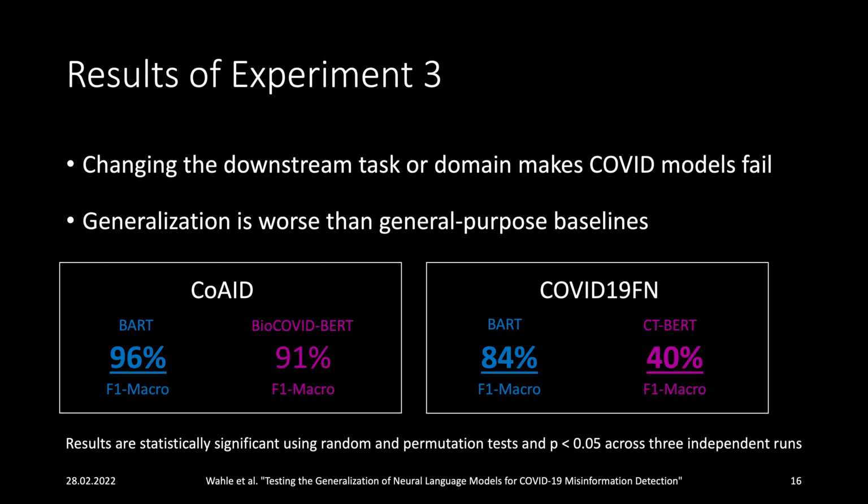Measuring performance of specialized models on datasets from other domains, we observe opposite trends. Their advantage in the same domain is their disadvantage in other domains. While COVID Twitter BERT outperformed other models on Twitter data, it performs significantly worse than category A model BART on the news-based COVID-19 FN dataset. The same is true for BioCovid BERT and CO8, which contains a combination of Twitter and news.